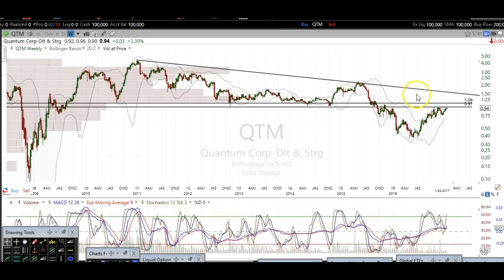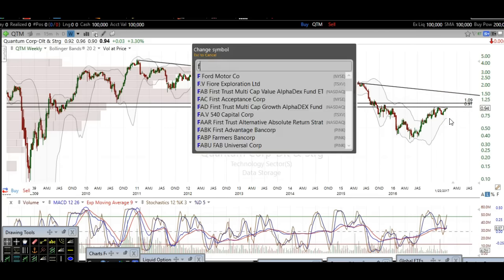We've also got a downtrend line just above us. You can see here's a high, here's a lower high. So a lot of resistance above us that you really need to be aware of on QTM. The next one we're going to take a look at is Facebook.